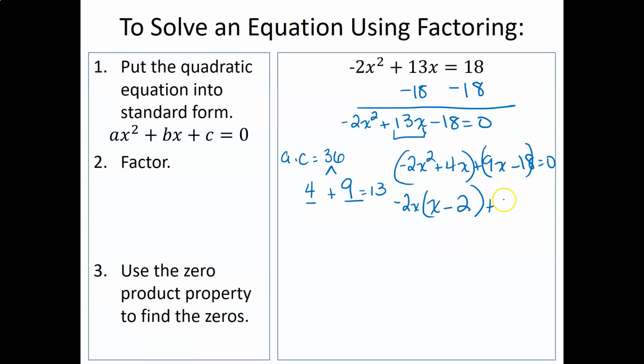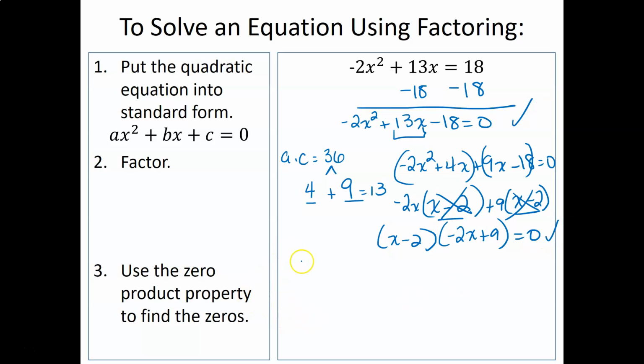The GCF of 9 and 18 is 9. 9x divided by 9 is 1x. Negative 18 divided by 9 is negative 2. Now I have the matching factors, so this becomes x minus 2 as our new common factor, and that leaves me with negative 2x plus 9, and that's still equal to 0. So I made it equal to 0, now I've factored, now I'm ready to use my zero product property.